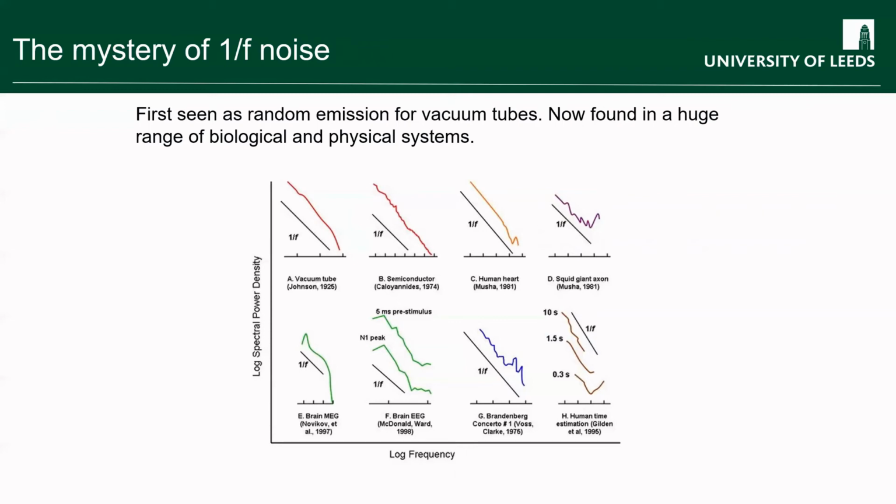So a range of things from human hearts, various biological systems, SQUIDs, to give an example here, things like brain magnetoencephalograms and electroencephalograms, but also, bizarrely, things like the distortions of sound being transmitted in a concert hall, which get 1/f noise in it. And even more bizarrely, if you do an experiment asking people to estimate the length of a duration of time, they produce 1/f noise.